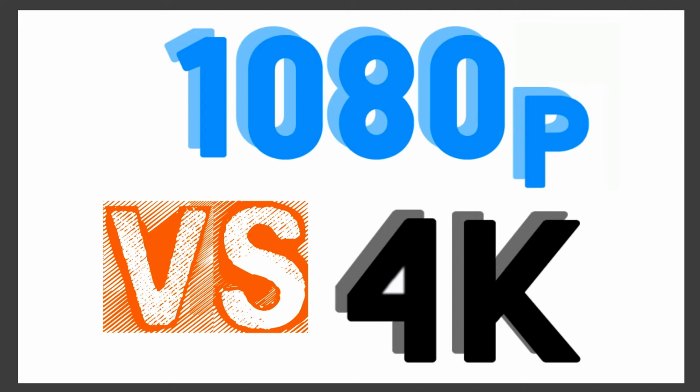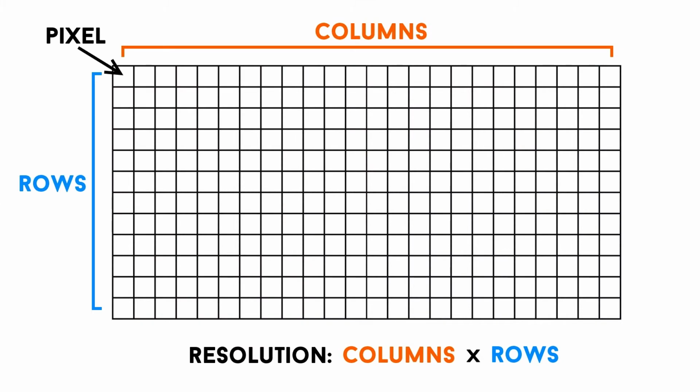So let's take 1080p for example. If we assume that a screen or an image is a grid of pixels, or a matrix or a table of pixels, whatever, the resolution is the amount of columns by the amount of rows. And 1080p shows the amount of rows. Now P stands for progressive scan. I'm not going to go into that because 4K doesn't mention it.